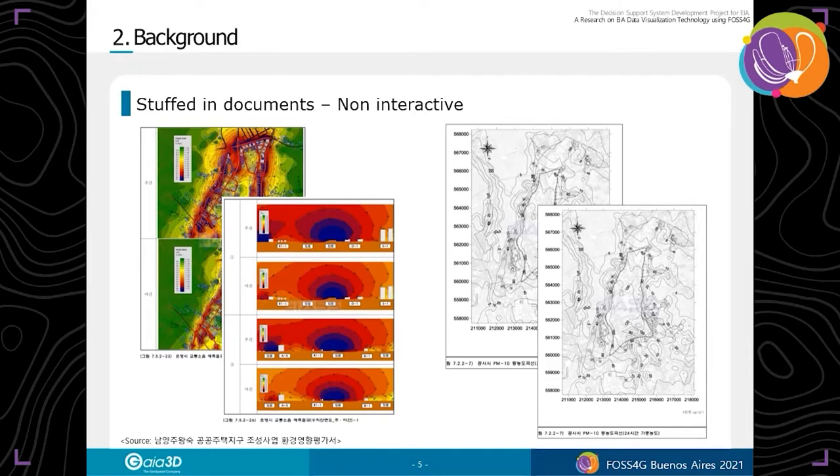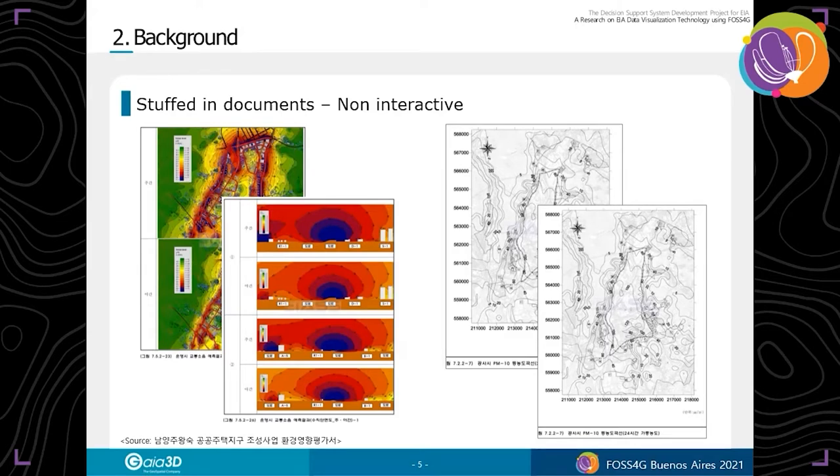On the right side, the PM10 distribution map also shows the predicted data at ground level. You know, air mass is three-dimensional. So with these kinds of current EIA problems, we may ask these kinds of questions to ourselves.